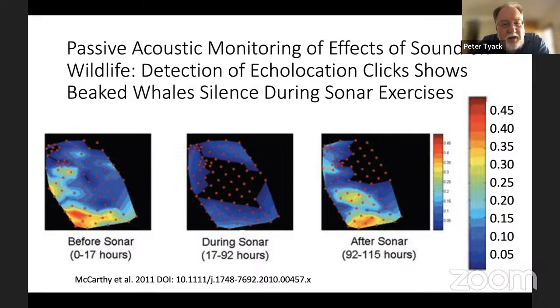The middle panel shows the whole area goes dark during a sonar exercise. The animals have completely silenced. They've completely stopped foraging, and tag data shows that many of them have moved out of the entire area. And about 3 days after the sonar exercise stops, on the right, you can see the density of animals foraging starts coming in.